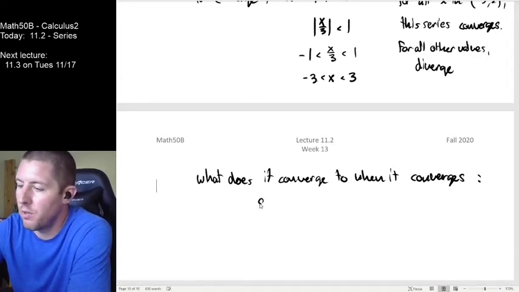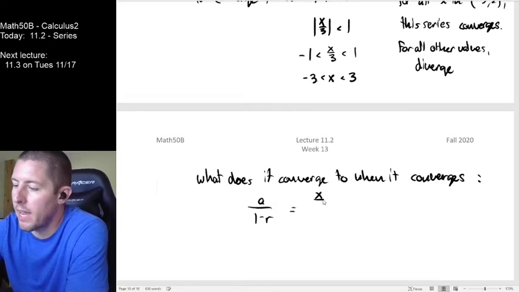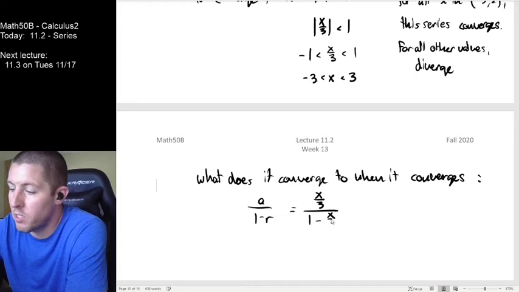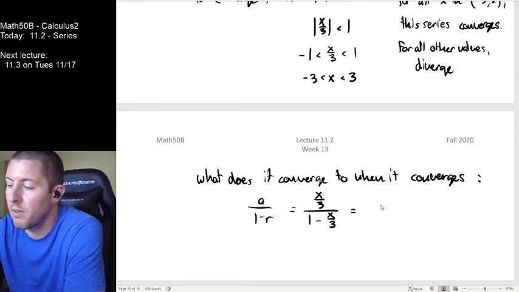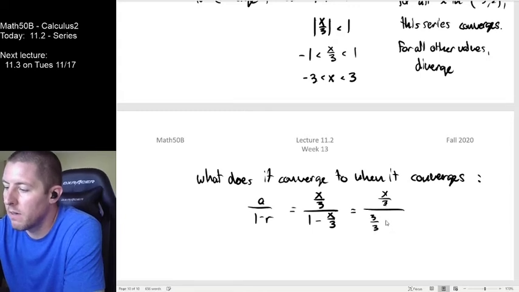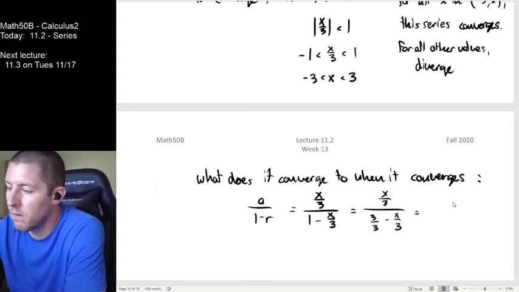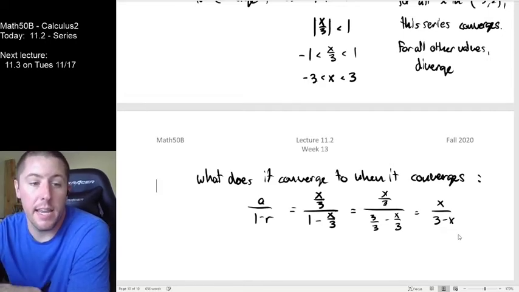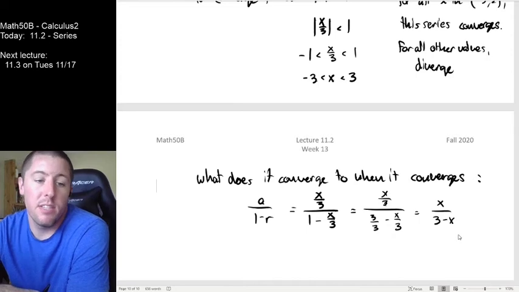Well, it'll converge to a over 1 minus r. In our case, that's going to be x over 3. That was our first term, over 1 minus, and x over 3 also happened to be our common ratio. So I'll just do a little bit of algebra here. And it looks like any time that we choose some x value here, we automatically have a sum associated with that infinite series. So this is really cool now.